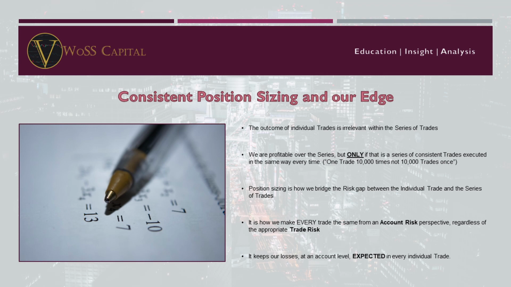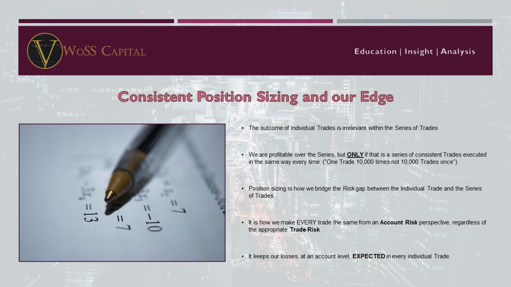But then we need to make that trade risk equal to our max account risk that's defined in a risk management plan, and make that equal to that max risk in every trade, so that over the series of trades the risk is consistent, and as a result of that consistency, the winners are always a factor larger than the risk at an account level. And position sizing is how we achieve that.